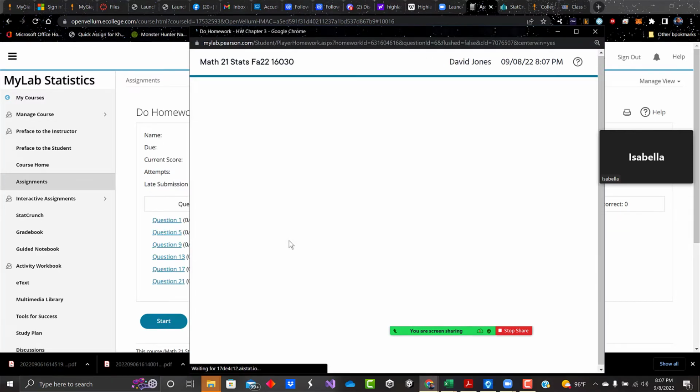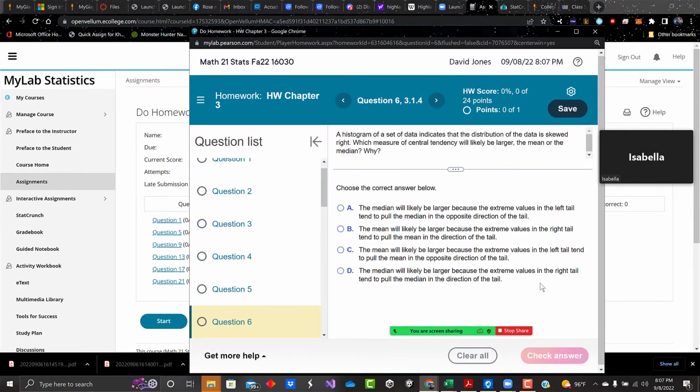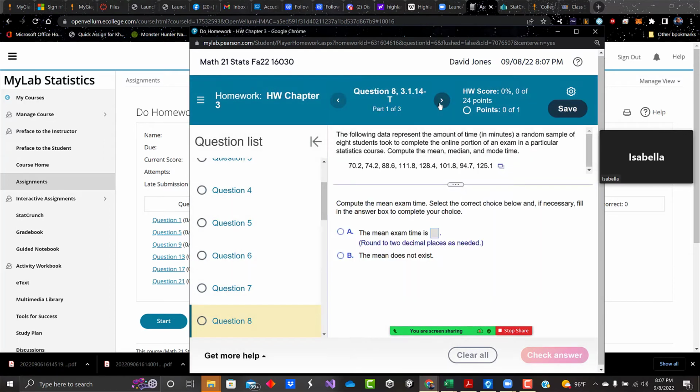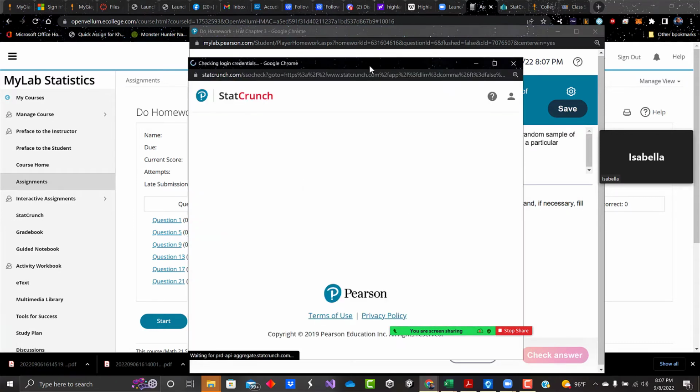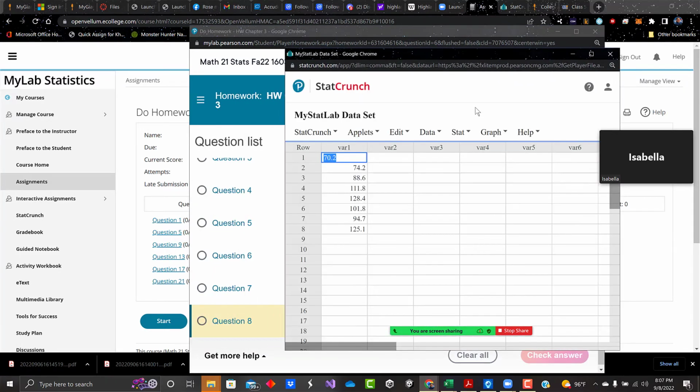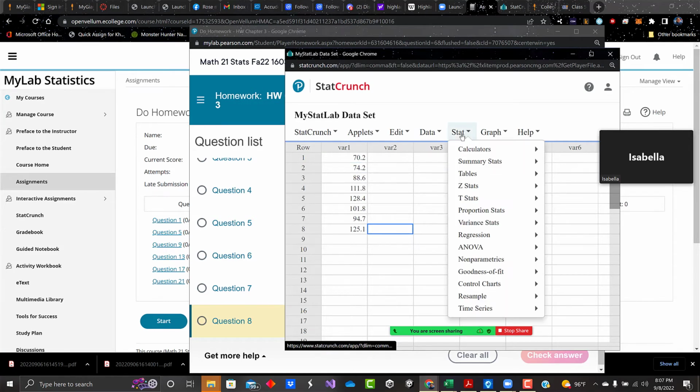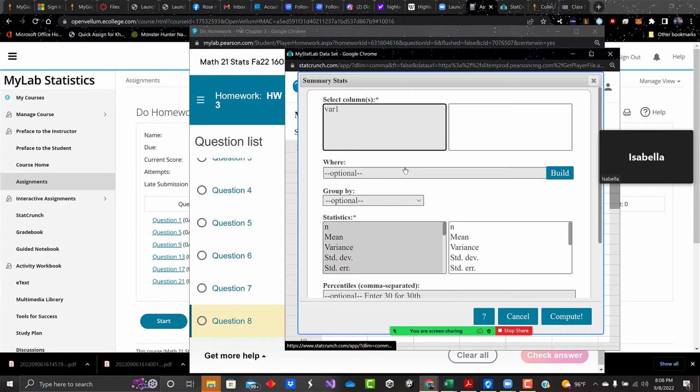For chapter 3, right? When you see this little picture right here, it's a window on top of a window. If you click it and do open in StatCrunch, it will load it in StatCrunch as a column. Then it just takes practice. Everything we're doing so far has been stats and summary stats and columns.